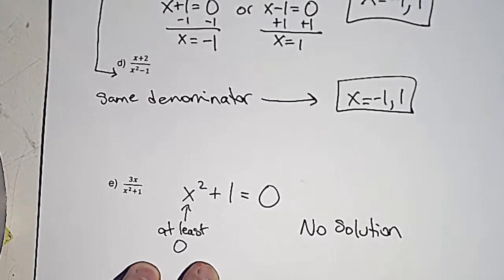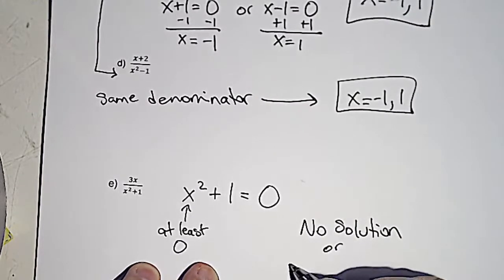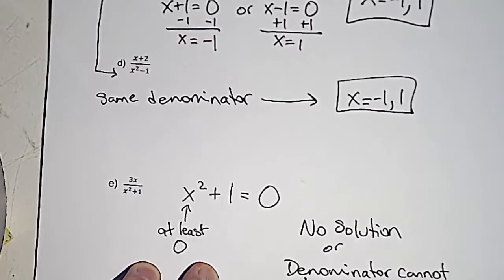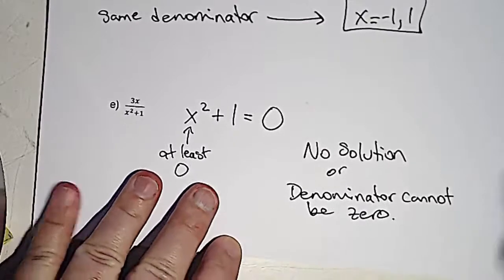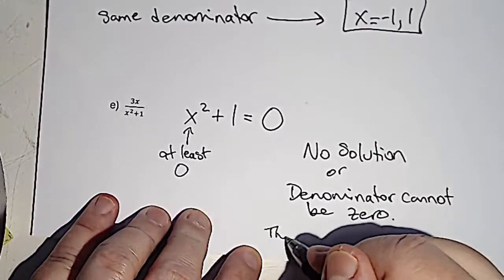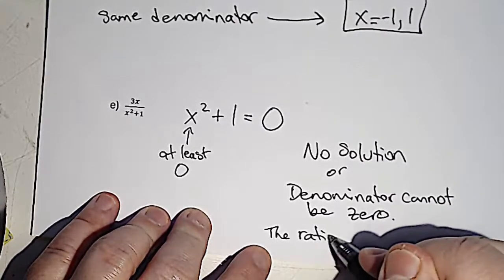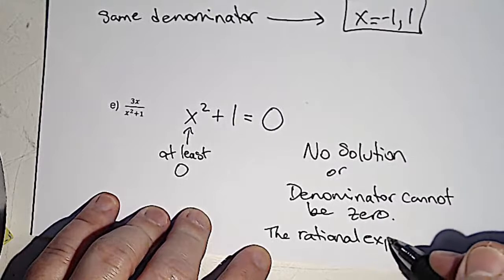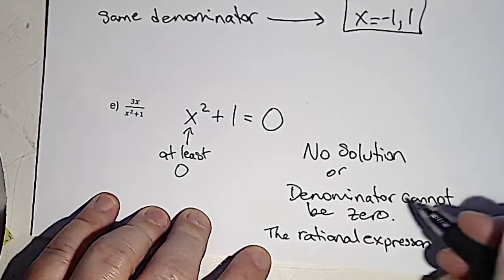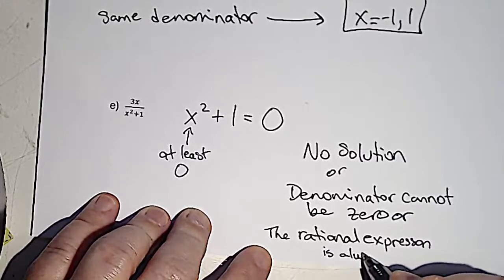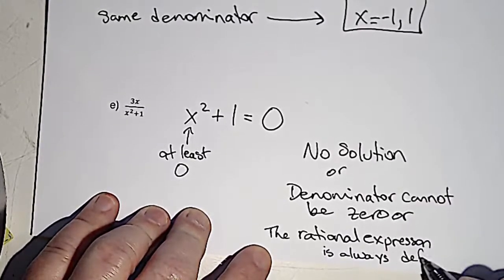depending on how the WebAssign wants, or this is the denominator cannot be 0, or possibly the rational expression, or the rational expression is always defined.